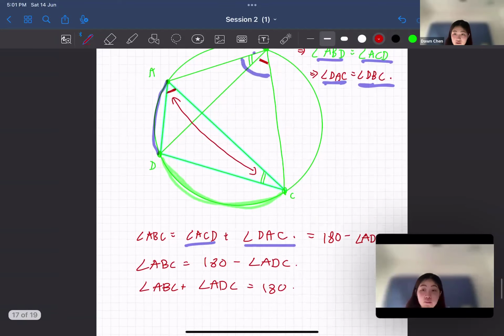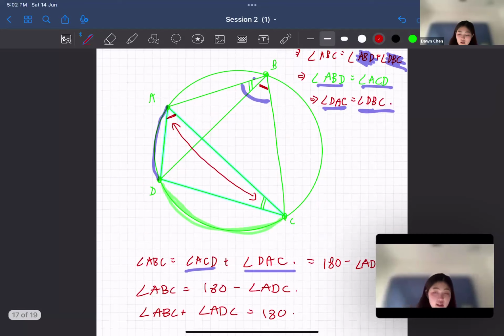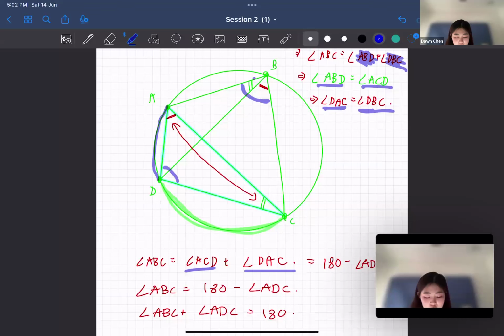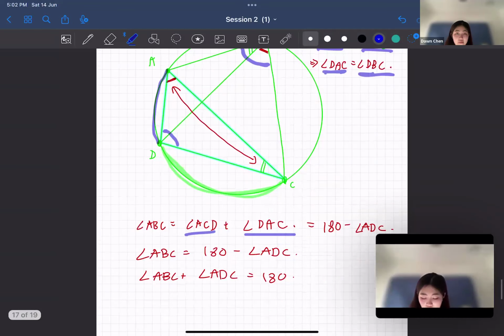So that proves the fact that in a cyclic quadrilateral, whichever pair of opposite angles we pick, it doesn't really matter, they just have to be opposite angles. In this case, we chose ABC and ADC. They have to be supplementary and add to 180. So we've been able to prove that.